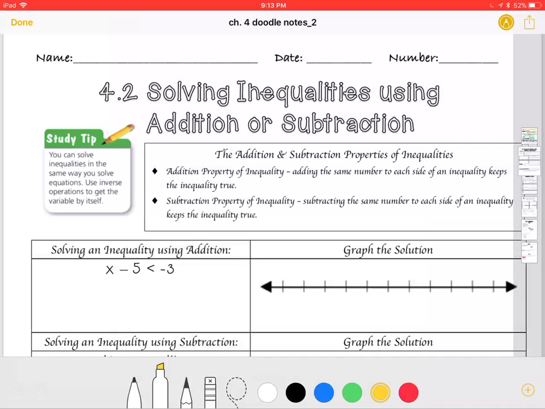Lesson 2 of Chapter 4. We're now getting into solving inequalities, and we'll start with the basics of adding or subtracting. We're going to take it step by step like we did with equations.